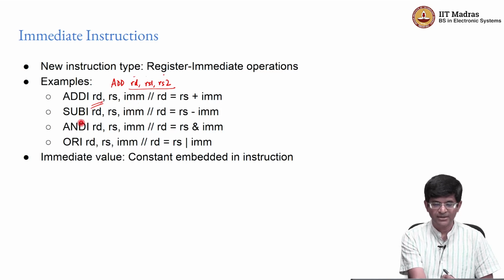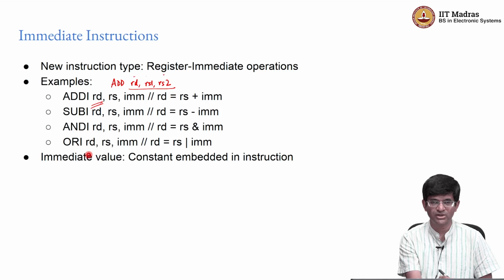Other instructions in the same vein could be subtract immediate, AND immediate, OR immediate, multiply immediate. You could have a whole bunch of different things in this way. So, the immediate value, in other words, is a constant that is embedded inside the instruction.